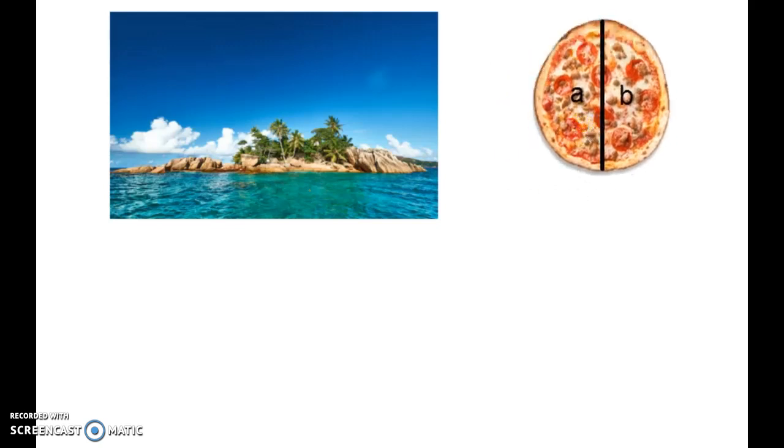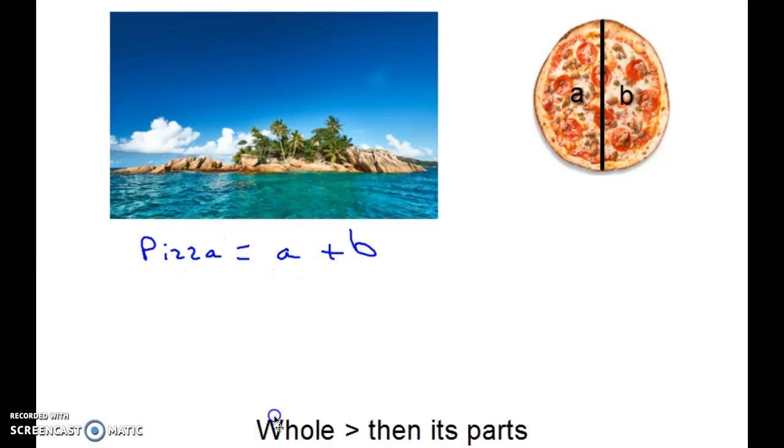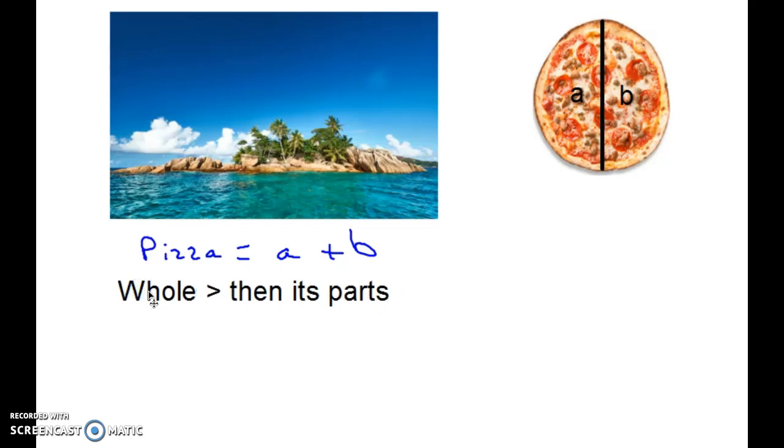Notice that the pizza is made up of side A plus side B. So what would you rather have? Would you rather have half a pizza, stranded on this desert island, or would you rather have a whole pizza? We know that the whole pizza equals A and B. Guess what? You would rather want the whole pizza.